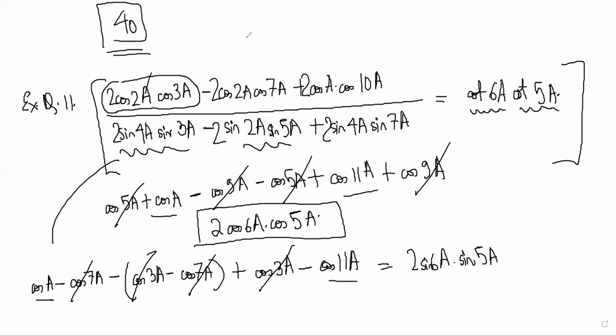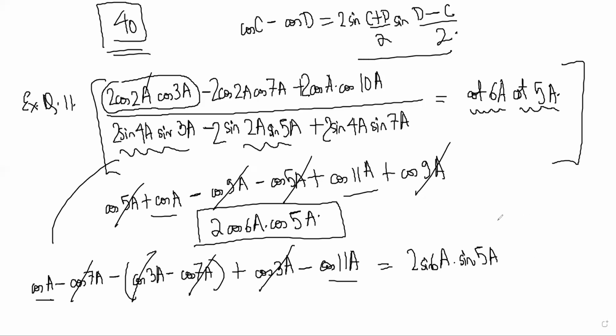Yes, sir. So you remember, you said you can also do minus 2 sin C plus D by 2 and sin C minus D by 2. But finally that minus sign you will have to incorporate somewhere. Yes, sir. It is 2 sin C plus D by 2, sin D minus C by 2. And D minus C by 2 gives me 2 sin 6A, sin 5A. Obviously, dividing this will become cot 6A and cot 5A.